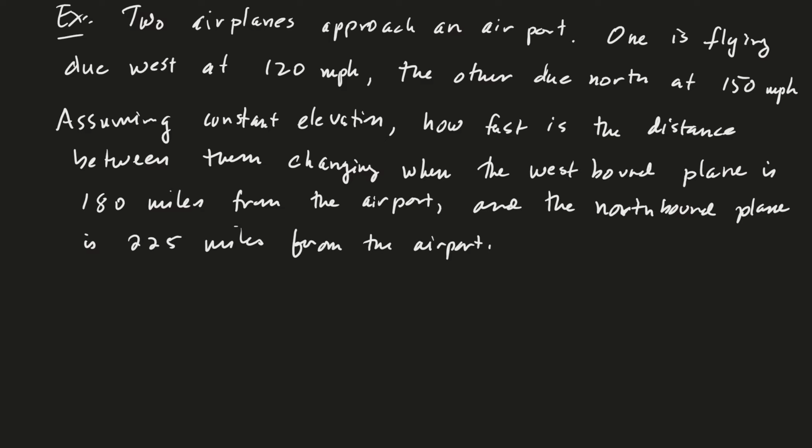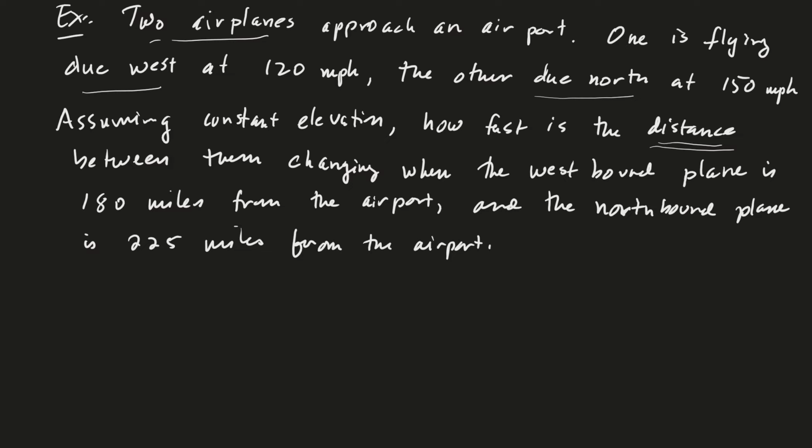All right, so here we have two airplanes. Two airplanes are approaching an airport. One is flying due west at 120 miles an hour, and the other plane is flying due north at 150 miles per hour. Assuming constant elevation, how fast is the distance between the two planes changing when the westbound plane is 180 miles from the airport and the northbound plane is 225 miles from the airport? Okay, how should we start?